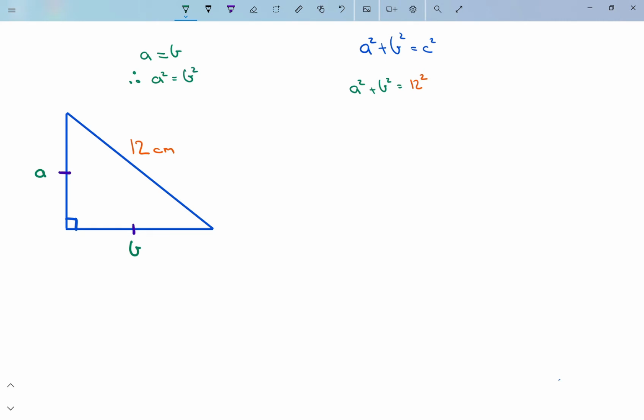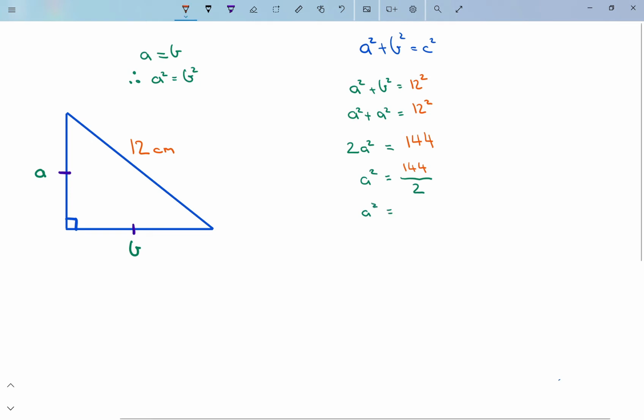Because once we know this, we can actually substitute in a squared for that b squared value. So now we have a squared plus a squared equals 12 squared. And when we combine our like terms, we can write 2a squared equals 12 squared. And now this allows us to solve for that single variable. So now that we have 2a squared equals 144, we can divide both sides by 2. So a squared equals 144 divided by 2. Then we get a squared equals 72.